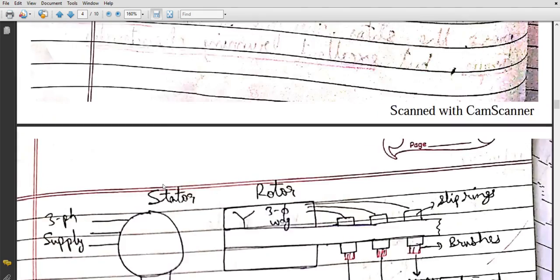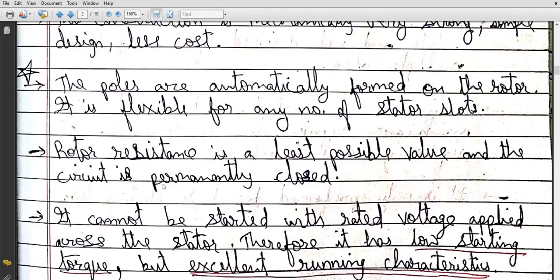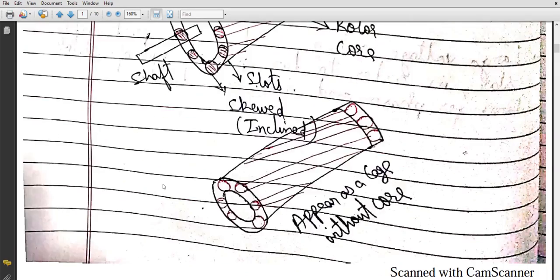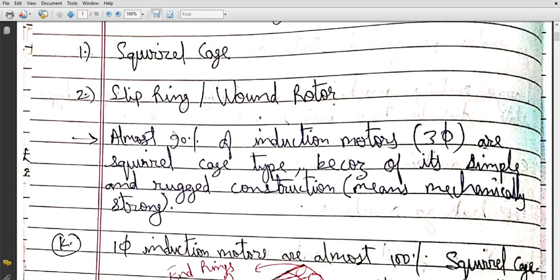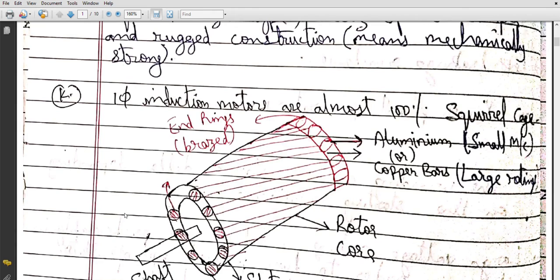Okay, now we'll go to the second type of rotor structure used in induction machines, and that is the squirrel cage type induction machine. As I've already told you, almost 90% of induction machines are squirrel cage type because of its simple and rugged construction, meaning mechanically very strong. We'll see how.